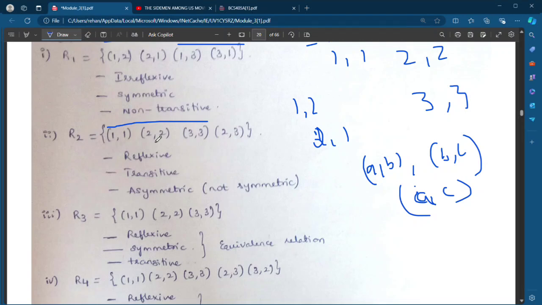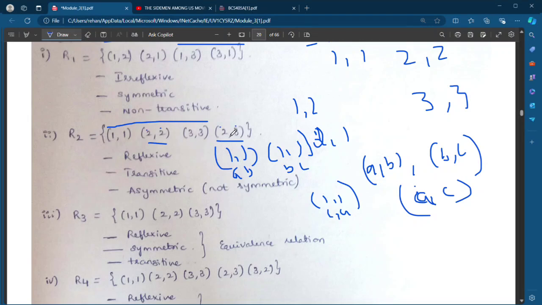Is it transitive? So I have 1 comma 1, and I don't have another pair, so I can take 1 comma 1 again. 1 comma 1, and again 1 comma 1. This is A, this is B, this is B, this is C. Again I can consider 1 comma 1, that is nothing but C A. So it's there. Now I have here 2 comma 2, then 2 comma 3, A B, B C.